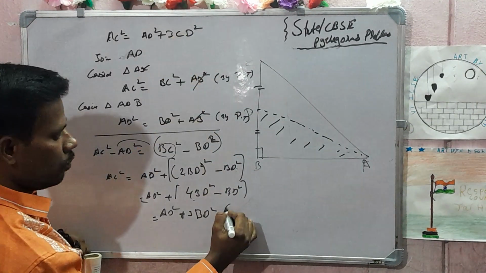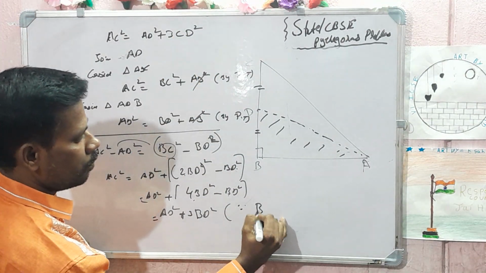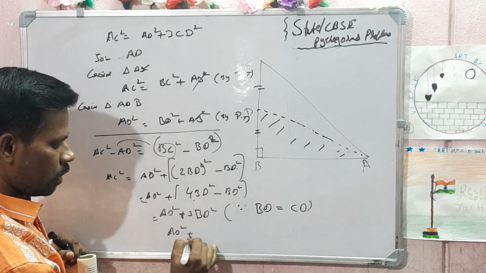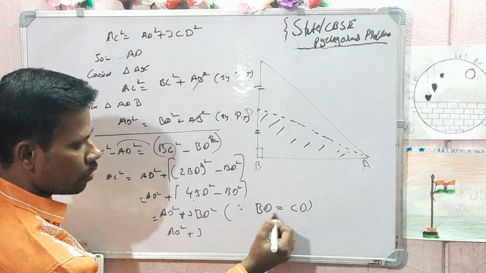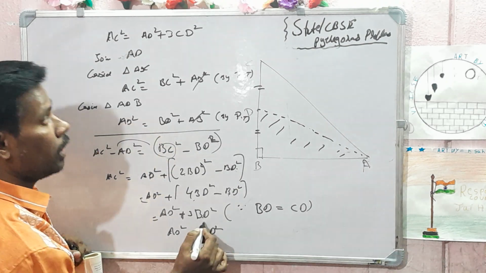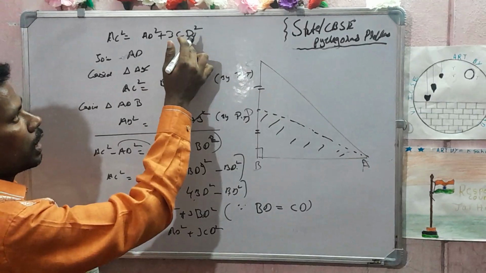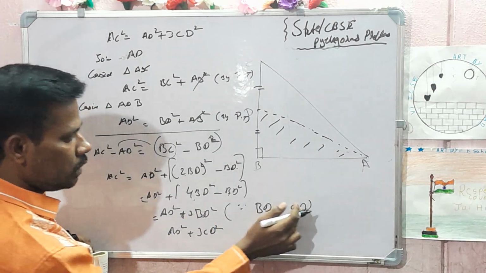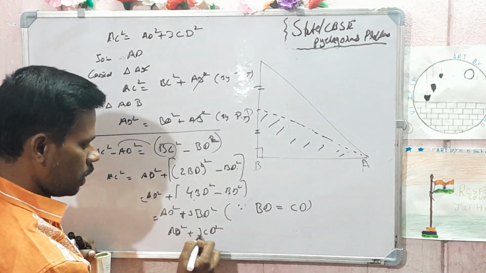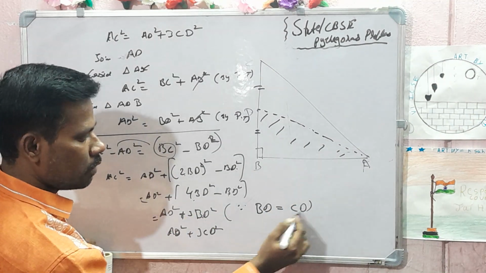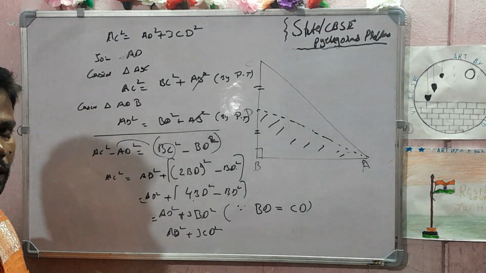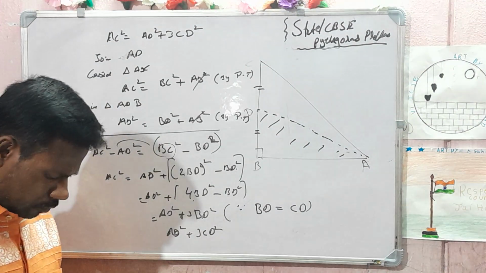CD is there. Since BD is equal to CD, you can write AD square plus 3 times CD. Actually, you can leave it here also, but they are asking particularly this one. So you need to write CD in place of BD. Therefore, AD square plus 3 times CD square. Hence the theorem. Very simple problem.